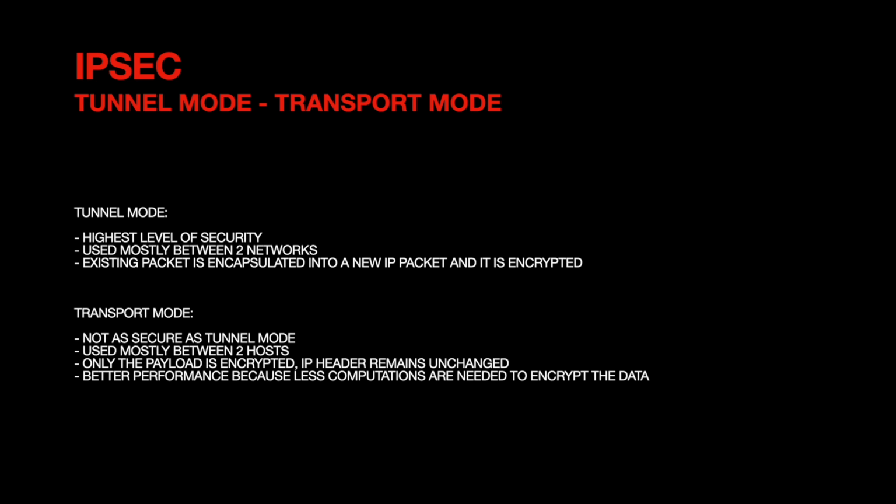The tunnel mode is generally more secure, because the whole packet is encrypted, and it is used between two networks over the internet. And the transport mode is not as secure, and it is used between two hosts. You can use it over the internet, but you will give up your source and destination IPs.